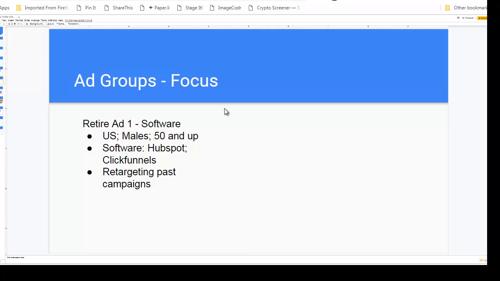So just a reminder then on my ad group. My focus ad group now is Retire Ad. It's called Retire Ad 1. The leadership dimension is software, US males 50 and older. The software that I've selected in the advertising is HubSpot and ClickFunnels, and I've added in retargeting past campaigns, so people will re-see ads who saw them previously.